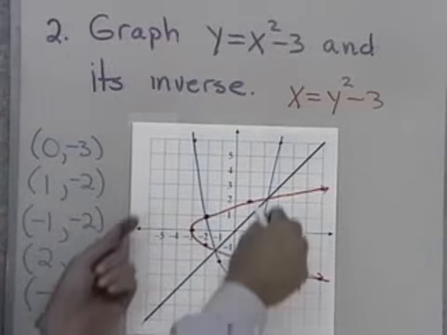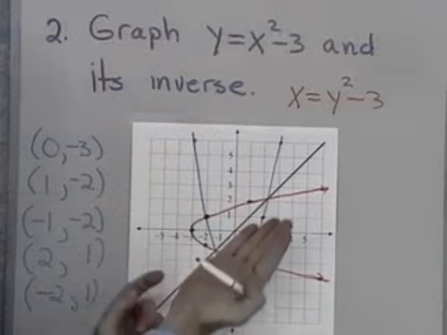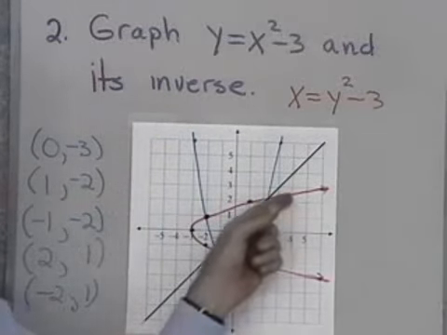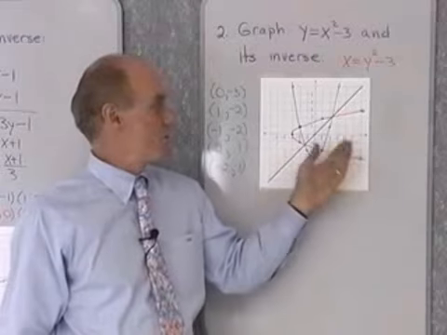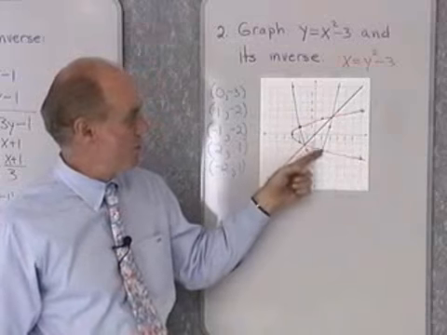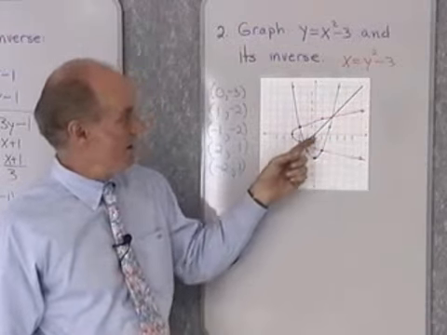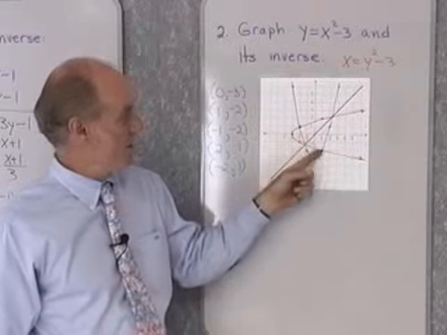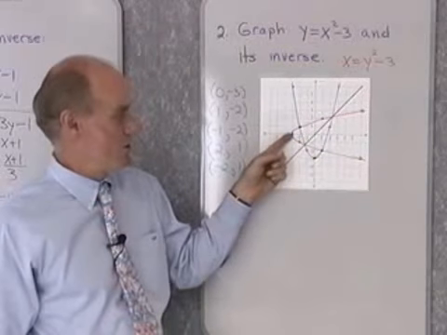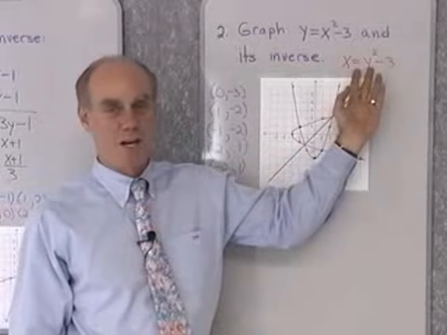So it looks like if I take this blue graph and just reflect it about the line y equals x, that is, if I folded the paper over that way, this would be the graph that I would get. So if I reflect the blue graph right here about the line y equals x, this point goes over here, this point goes over here, this point comes here, this point right here goes there, this point goes over there, this point goes over here. This is the graph of my inverse, x equals y squared minus 3.